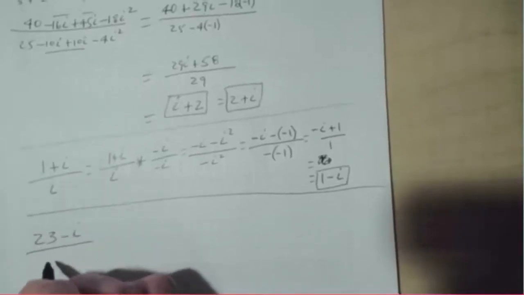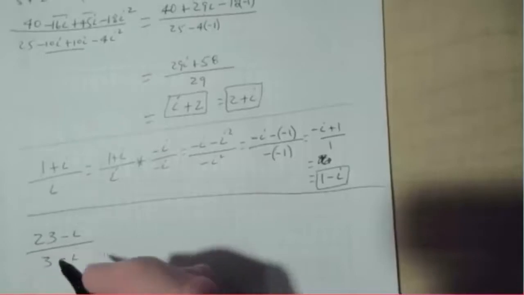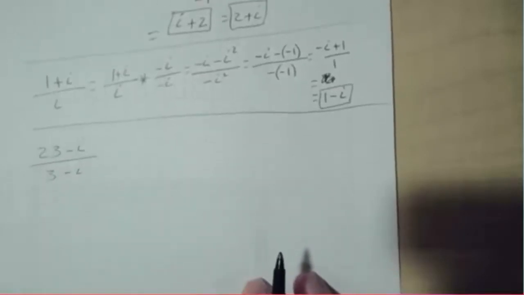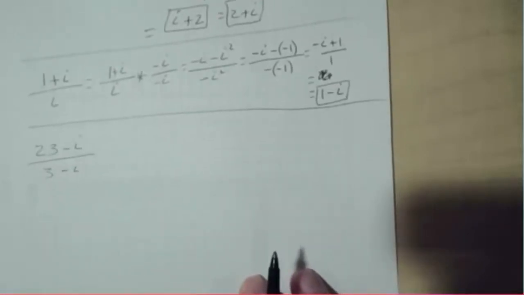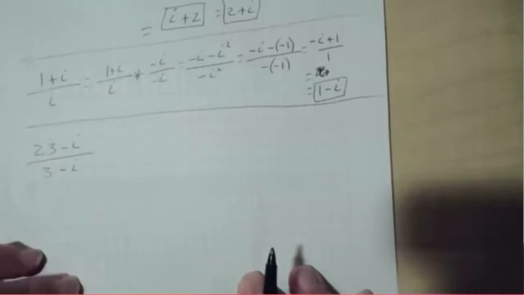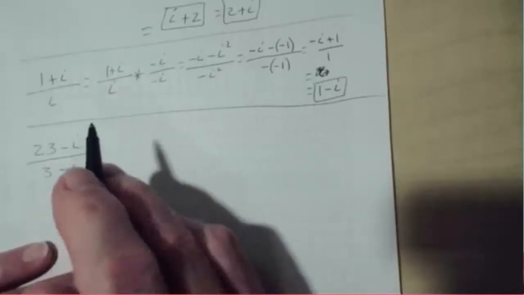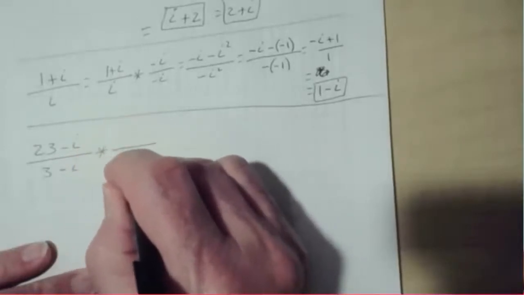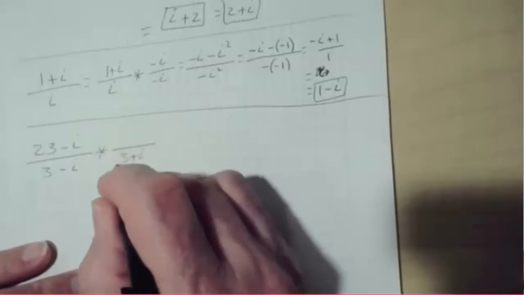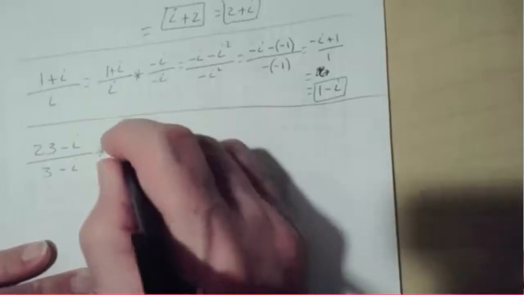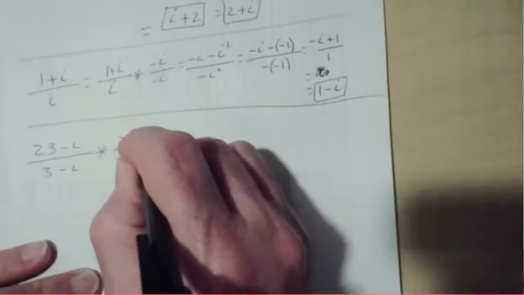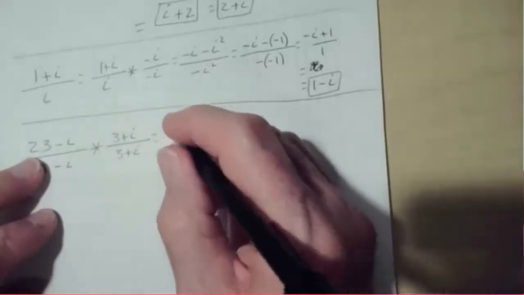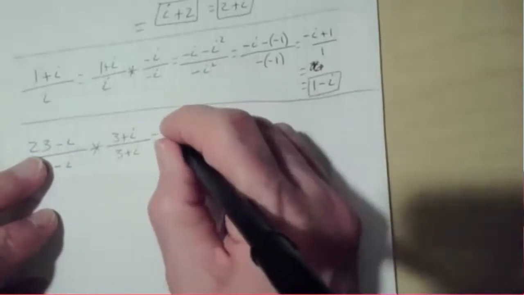Okay, so what if we have this? It's the last one, unless you want more. 23 minus i divided by 3 minus i. Now remember, we can't have an i in the denominator. So what are we going to do? Multiply by the conjugate. That'll get rid of the i. So we're going to multiply by 3 plus i. Okay?